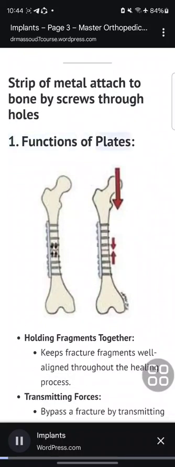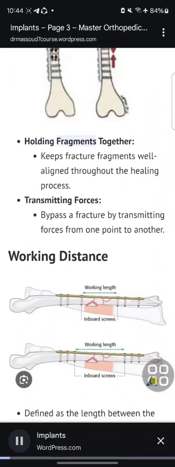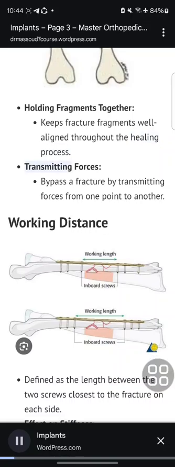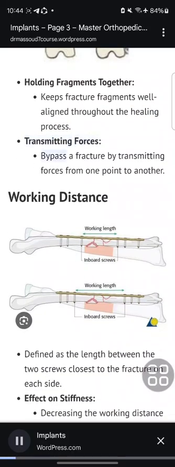1. Functions of plates. Holding fragments together: keeps fracture fragments well aligned throughout the healing process. Transmitting forces: bypass a fracture by transmitting forces from one point to another.